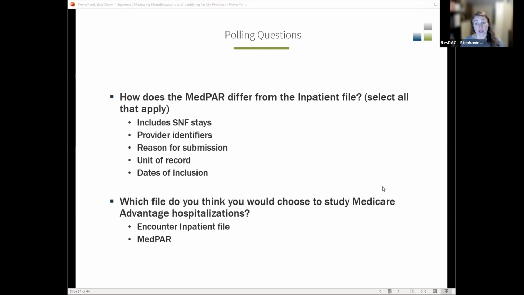And then one question was, does the MedPAR only include skilled nursing facility stays for fee-for-service, and MA patients would only be in the MedPAR for short-term acute care stays? So I think that's mostly true.